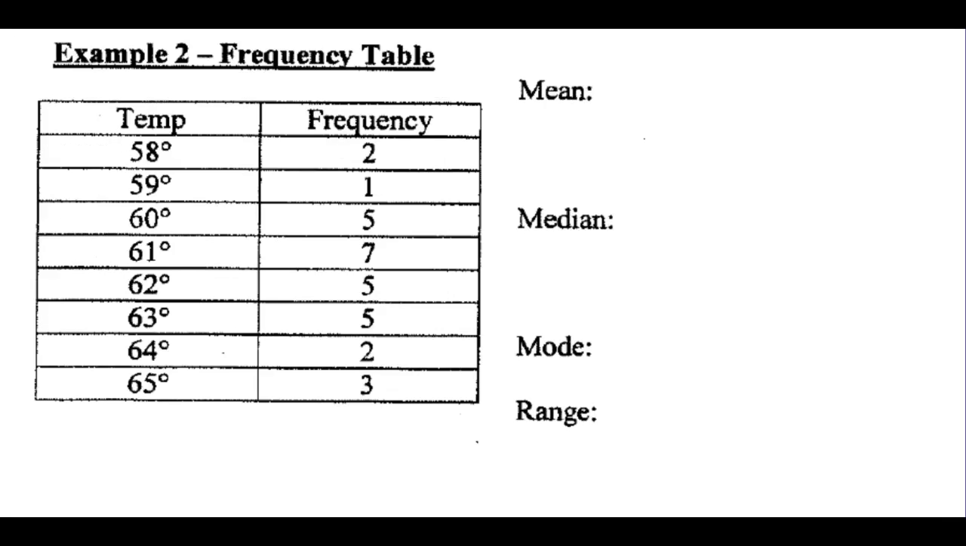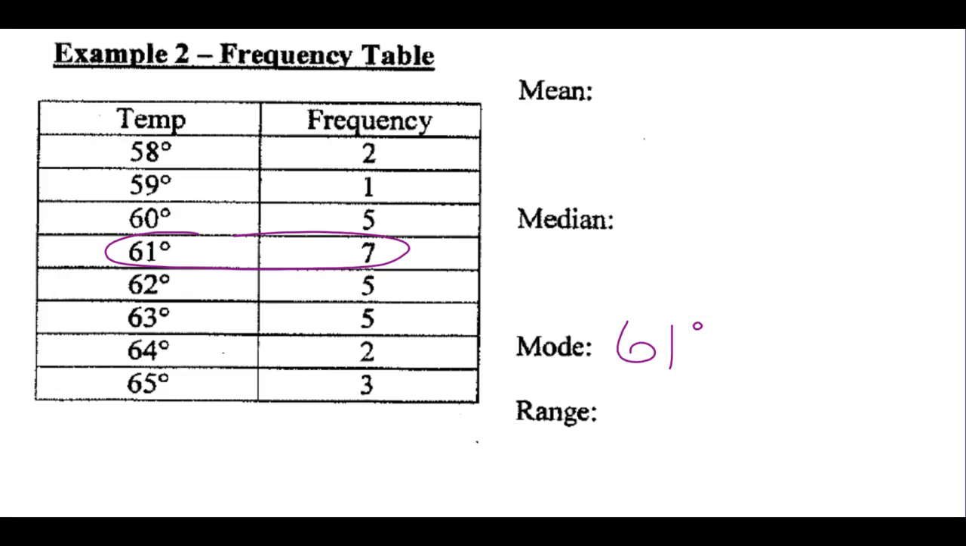All right, example 2. Have you guys seen a frequency table before? So the frequency table tells you how frequent that data point was taken. So 58 degrees was measured twice. 59 degrees was measured once. So a frequency table is really easy for mode, right? What's the mode? 61. Yeah, the one that occurred most, 7 times, was 61.